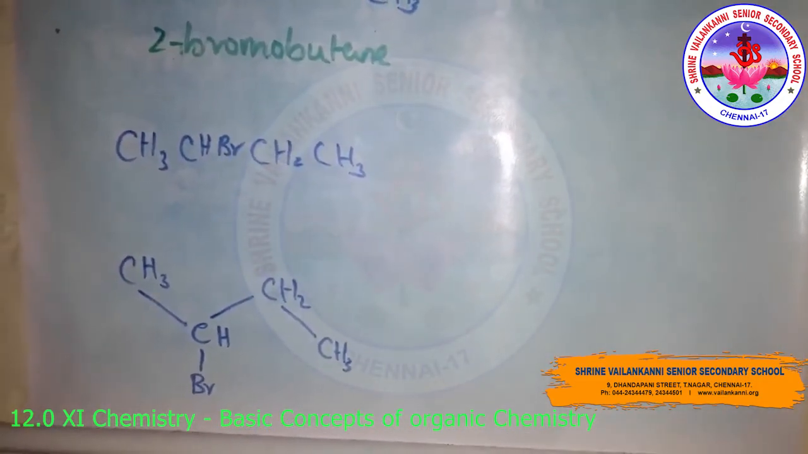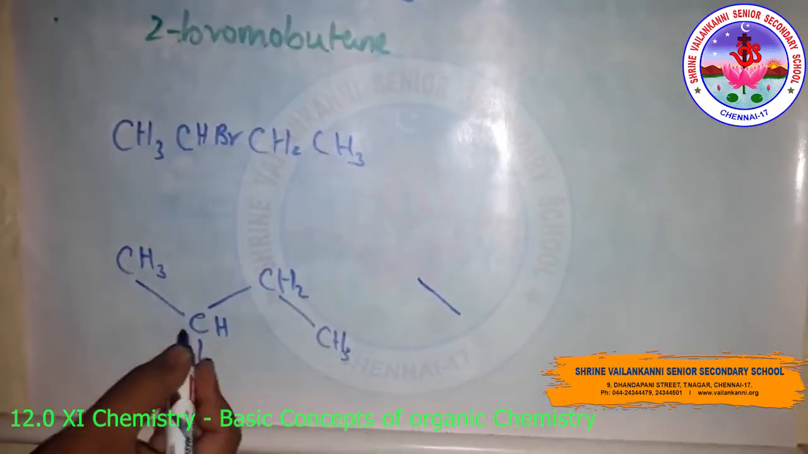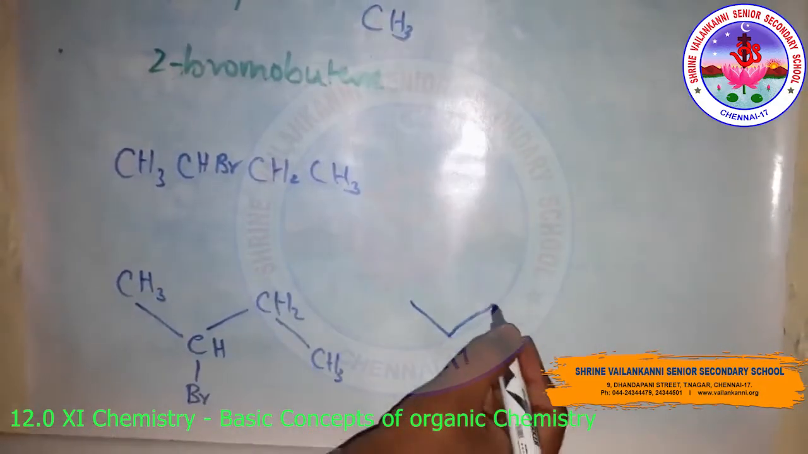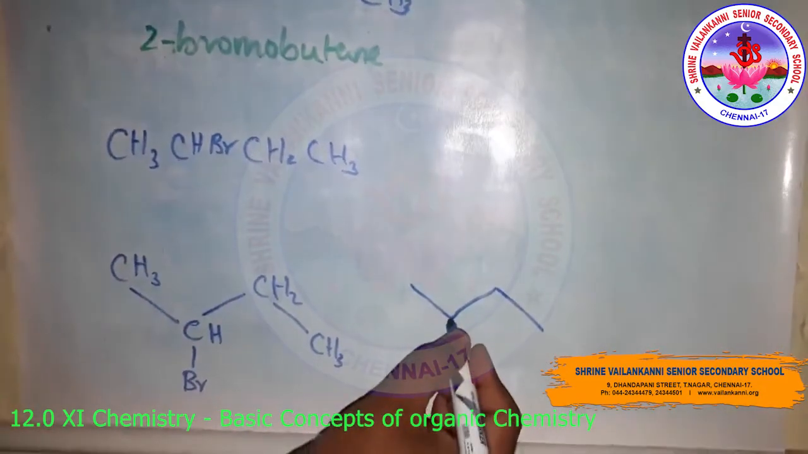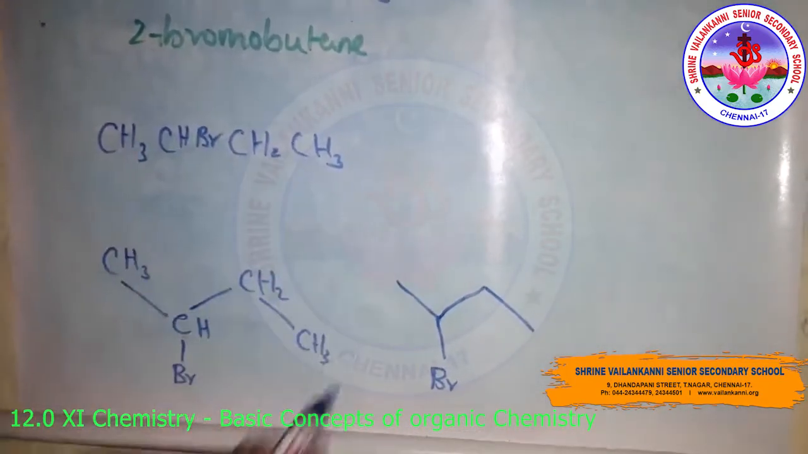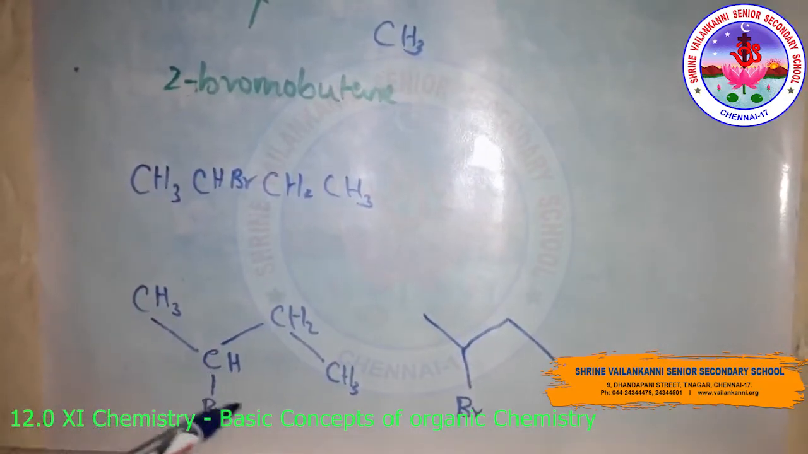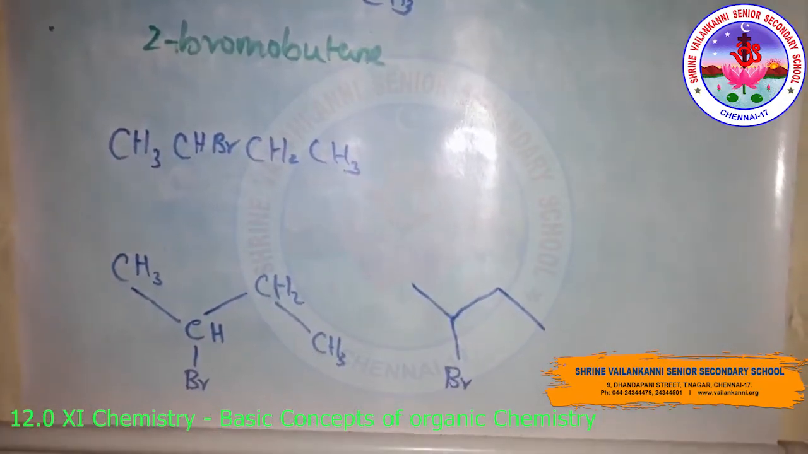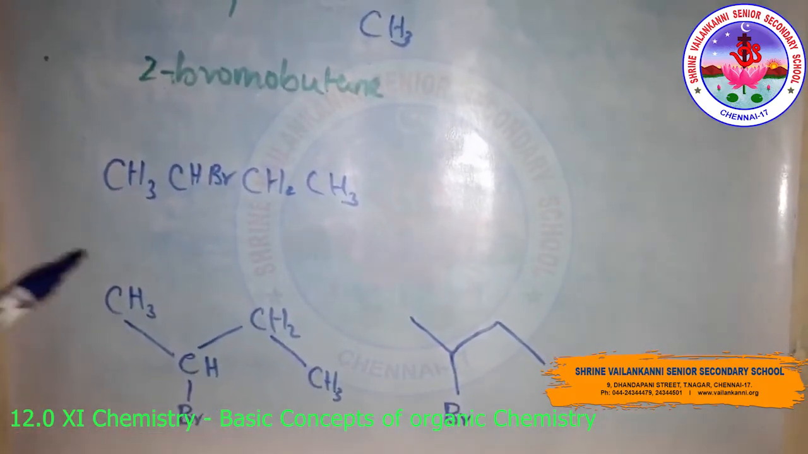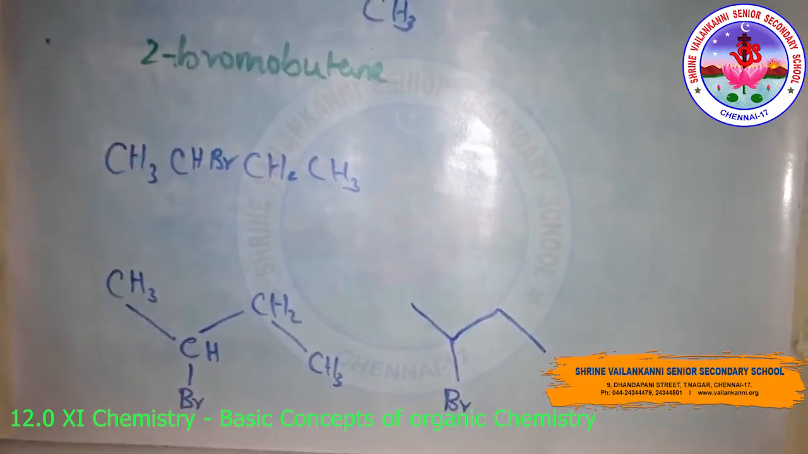Then the bond line formula, you can write it: the CH3 terminal group, then this having one Br, CH2, then CH3, so Br you have to write like this. So there are 3 methods. You can write it using this method, or this method, or this method. All these are correct. This arrangement represents the molecule 2-bromobutane.